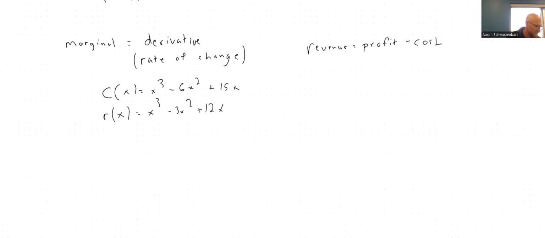It costs c of x dollars to produce x radiators, and r of x gives the dollar revenue for selling x radiators. Your shop currently produces 10 radiators per day. Find the marginal cost and marginal revenue. So marginal cost is simply c prime of x. Such a nice, easy derivative. Then marginal revenue.